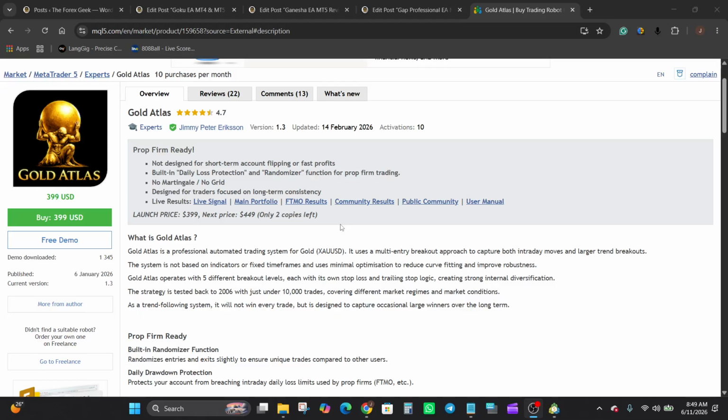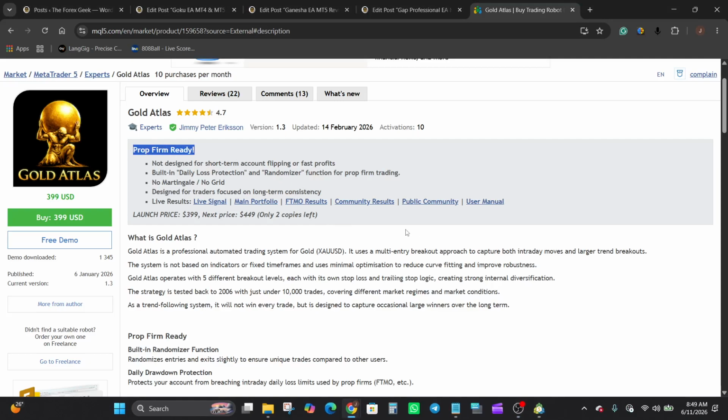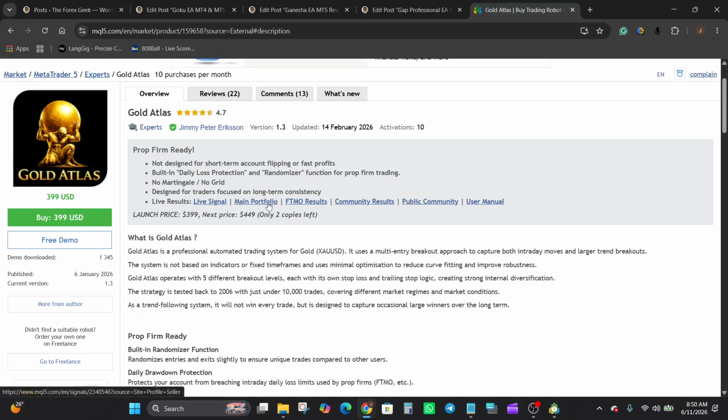I can also see it highlights prop firm ready features, which immediately suggest it is built with risk control in mind. Here we can see not designed for short-term account flipping or fast profits, built-in daily loss protection and randomizer function for prop firm trading, no martingale, no greed, designed for traders focused on long-term consistency. And we can also see links to live results attached.